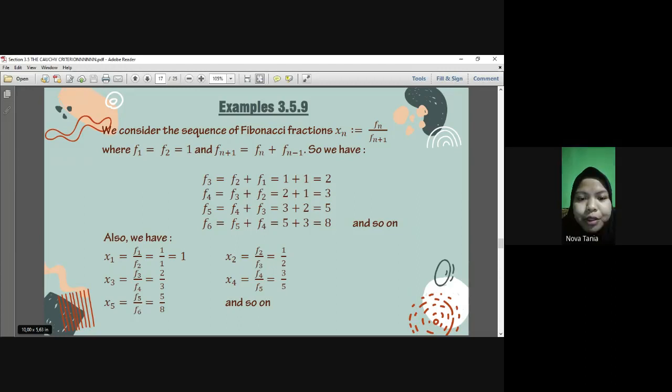Also, we have x1 equal to f1 over f2 equal to 1, x2 equal to f2 over f3 equal to a half, x3 equal to f3 over f4 equal to 2 over 3, x4 equal to f4 over f5 equal to 3 over 5, x5 equal to f5 over f6 equal to 5 over 8, and so on.